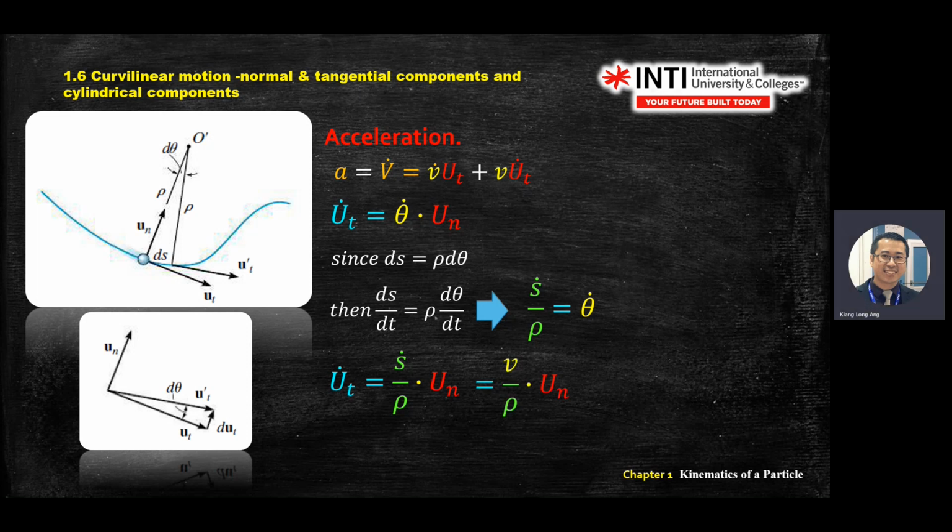Then you know that this s dot is what? Change of position, or velocity. So you can use velocity divided by r times the normal direction. What's the equation for curvilinear motion?